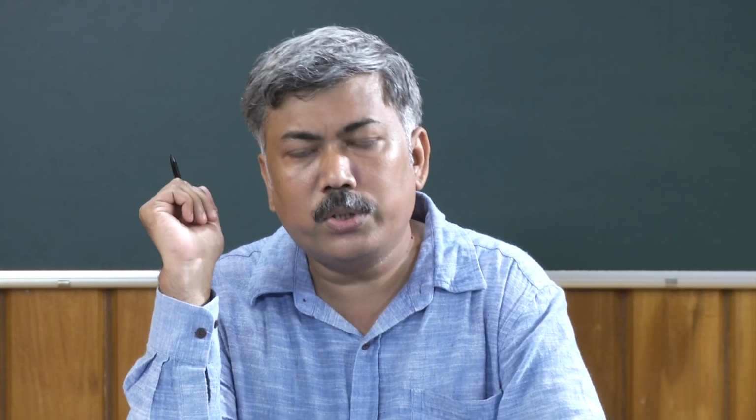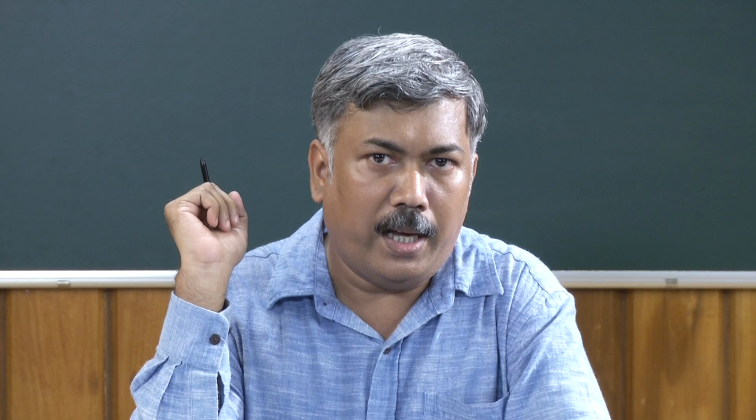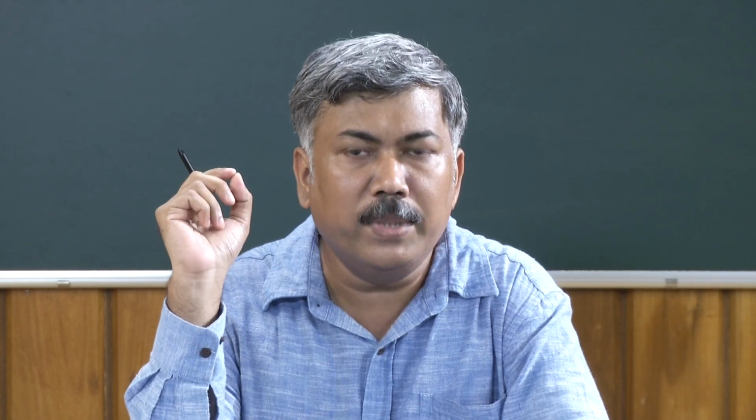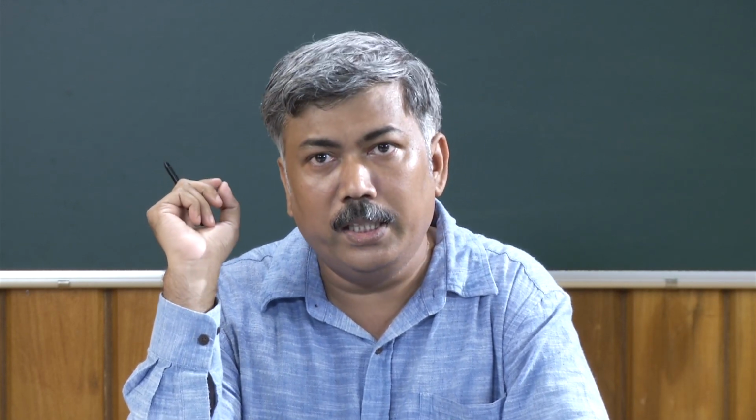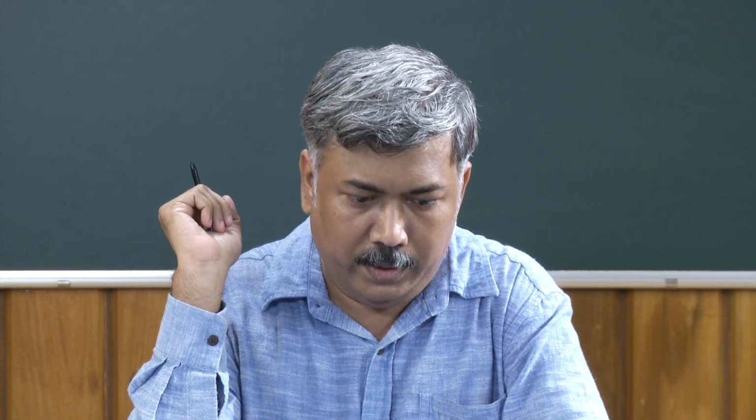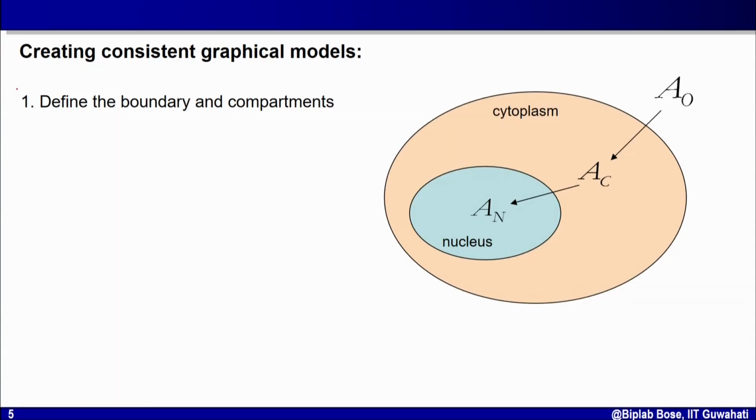So when you are creating graphical models, we should try to follow some consistent rules for that. Otherwise, we may miss some critical issues in the model. First thing, the first critical point is that you define the boundary and compartment of the system that you are dealing with. For example, see this example diagram I have drawn here.